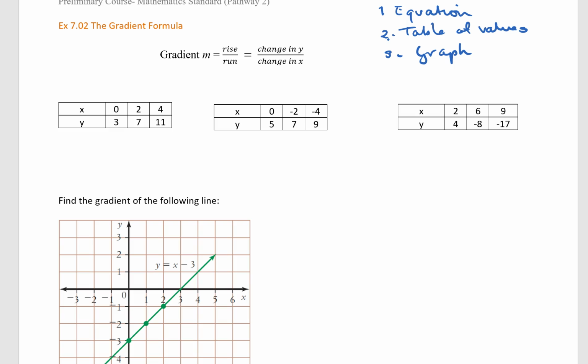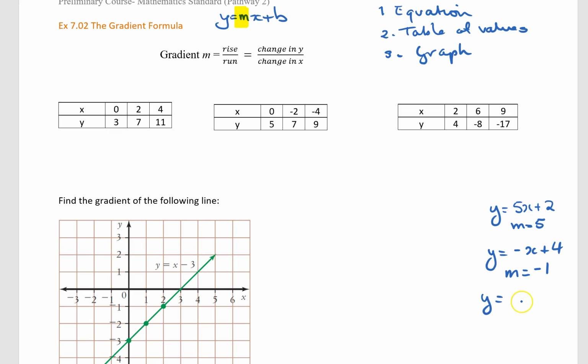Now, we know that in its equation form, a linear function is y equals mx plus b, and the value in front of the x will always be the gradient. So that's pretty straightforward when you've got an example like, I'll just draw it over here, y is equal to 5x plus 2. You can say the gradient is 5. If you've got y equals minus x plus 4, the gradient is negative 1.